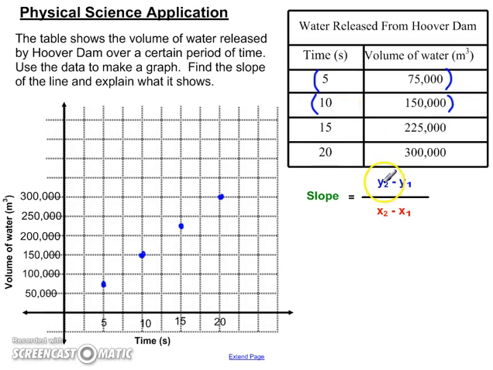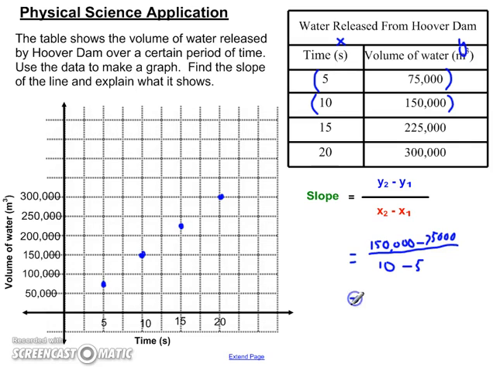Now my y2, and again in this case, instead of x and y, this would be my x and this would be my y. Well, we would be using s and m. So we're going to first set up our y values. My second y value is 150,000, minus my first y value, or in this case m value, which is 75,000, over my second x value, which is a 10, minus my first x value, or s value, which is a 5.